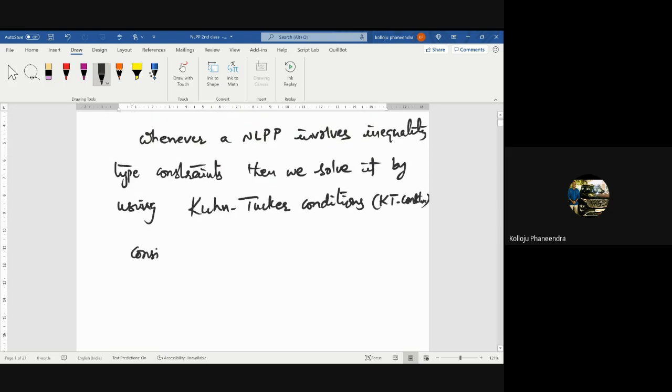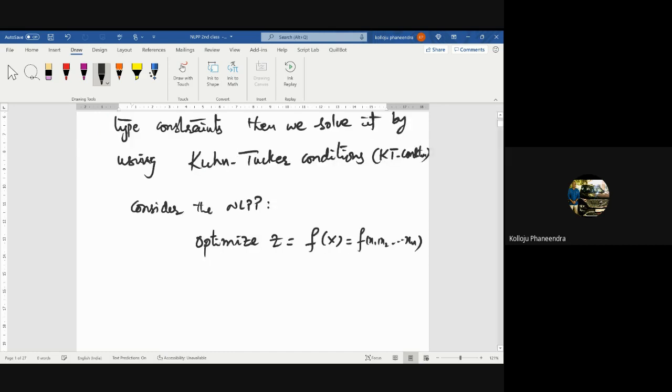So let us see the problem. Consider the nonlinear programming problem. Optimize z equal to f of X, maybe maximize or minimize. X contains n variables, x1, x2, up to xn. So f of X is nothing but f of x1, x2, up to xn.